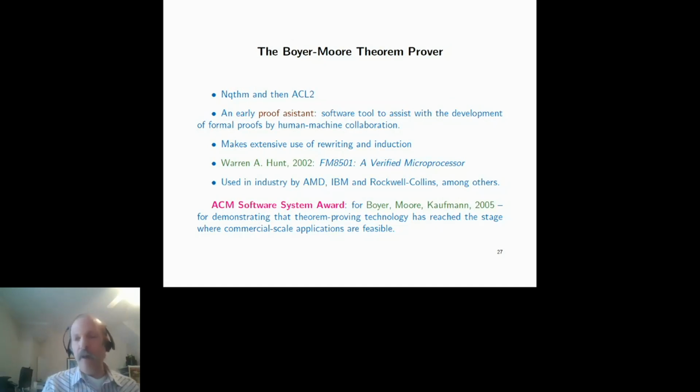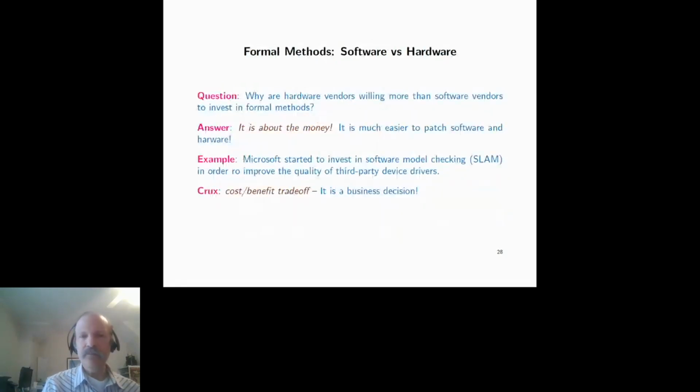But it does have many automated procedures. And one of the most impressive accomplishments was Warren Hunt, who was able to verify a microprocessor, the FM8501. It's not a real commercial microprocessor, but nevertheless, it was fully verified. And the industry has adopted it, and it's been used in a real application. And again, they received the ACM Software System Award in 2005.